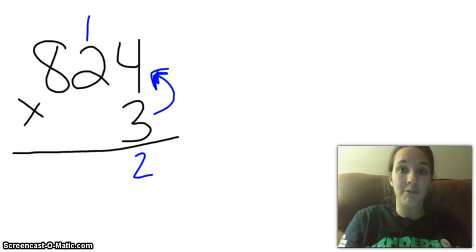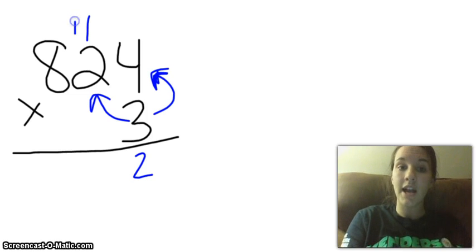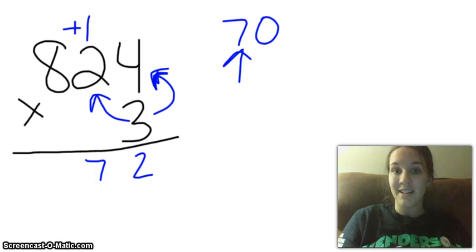So I've taken care of my ones. Now it's time to move on to the tens. So 3 times 2 tens would give me 6 tens. Plus, I have one more 10 that I regrouped. So that would give me 7 tens. Now 7 tens is the same as 70. So I have a 7 in the tens place. I'm going to keep that 7. 7 tens doesn't regroup anything to the hundreds, so I don't need to carry anything over.